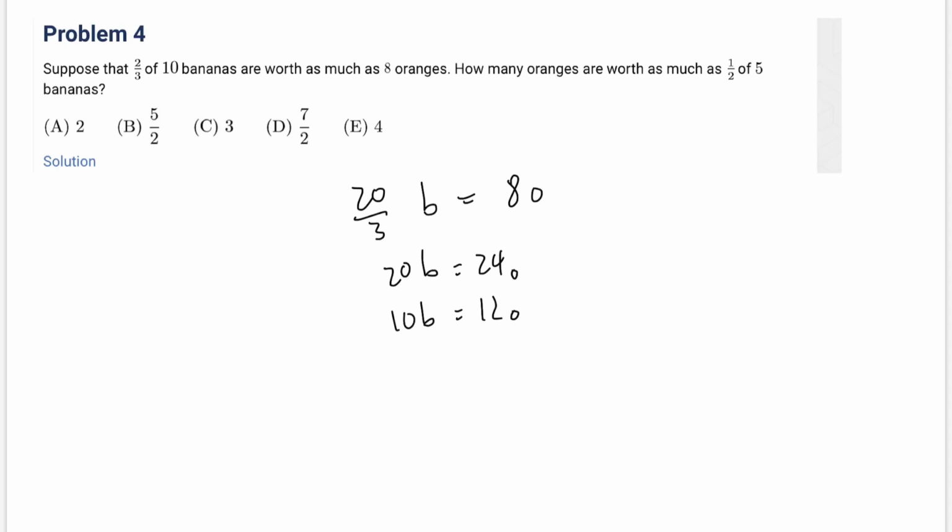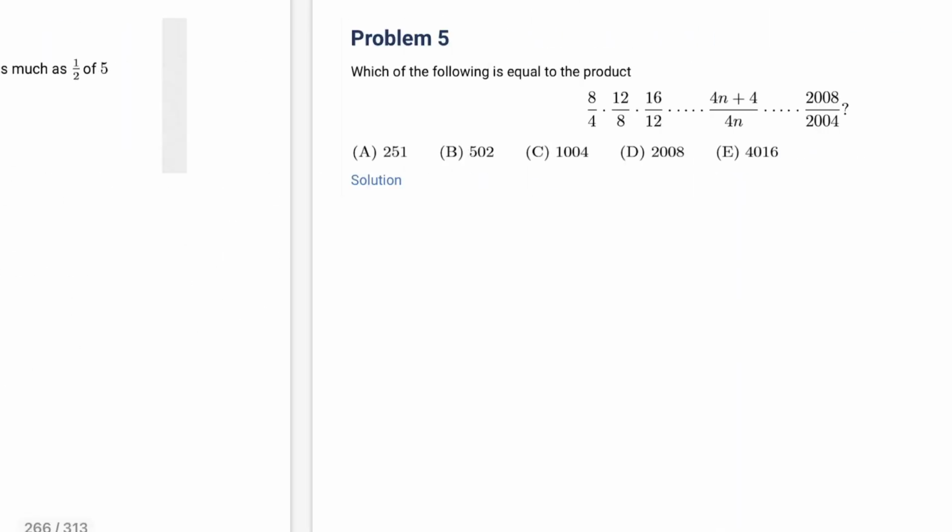And how many oranges are worth as much as half of 5 bananas? So 5/2 bananas equals divided by 4, right? So it's 3 oranges. The answer is C.